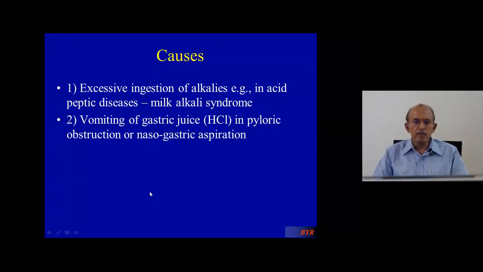Then vomiting of gastric juice in pyloric obstruction or nasogastric aspiration. We have seen in pyloric obstruction, gastric outlet obstruction with vomitings. Can you recollect what is the metabolic disturbance that is produced? I told you, it is a very frequently asked question in the theory examination: what are the biochemical changes produced due to pyloric stenosis?